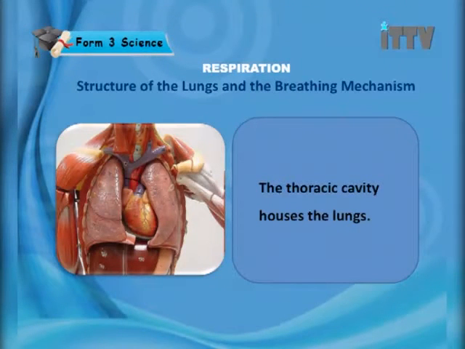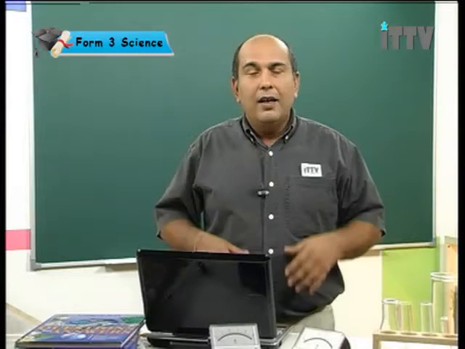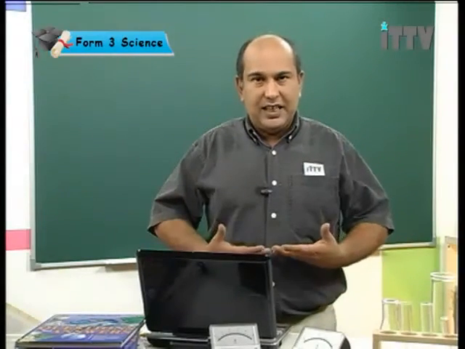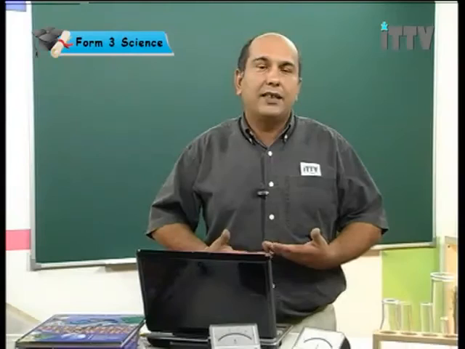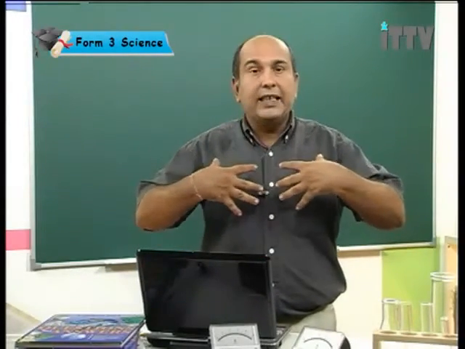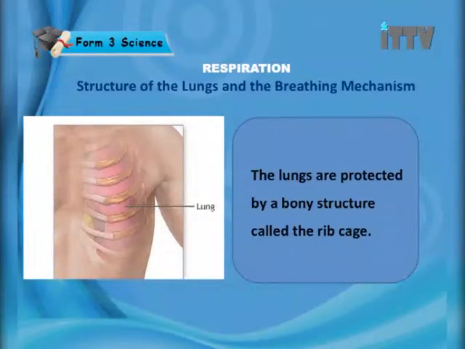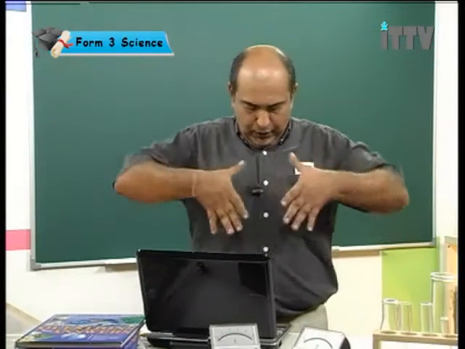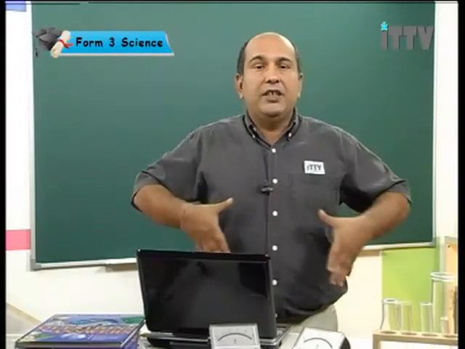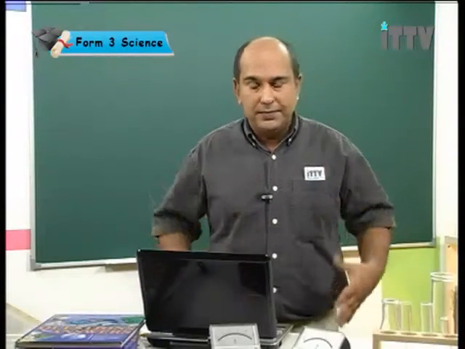The thoracic cavity houses the lungs. This area here around where our lungs sit is called the thoracic cavity. The thoracic cavity basically has the lungs sitting inside it. The lungs are protected by a bony structure called the rib cage. So around the lungs, we have the rib cage sitting on the outside here. So its function is mainly to protect the lungs.